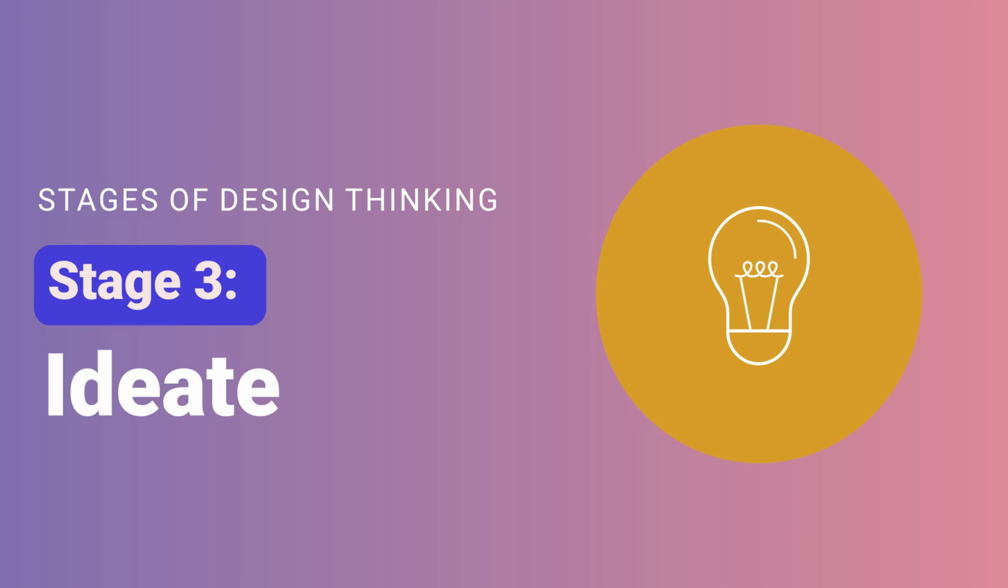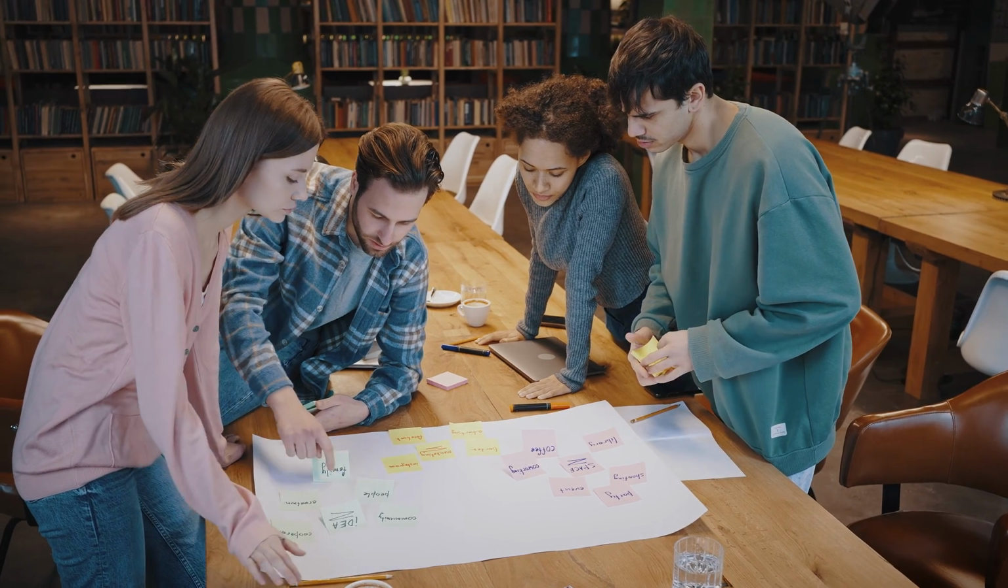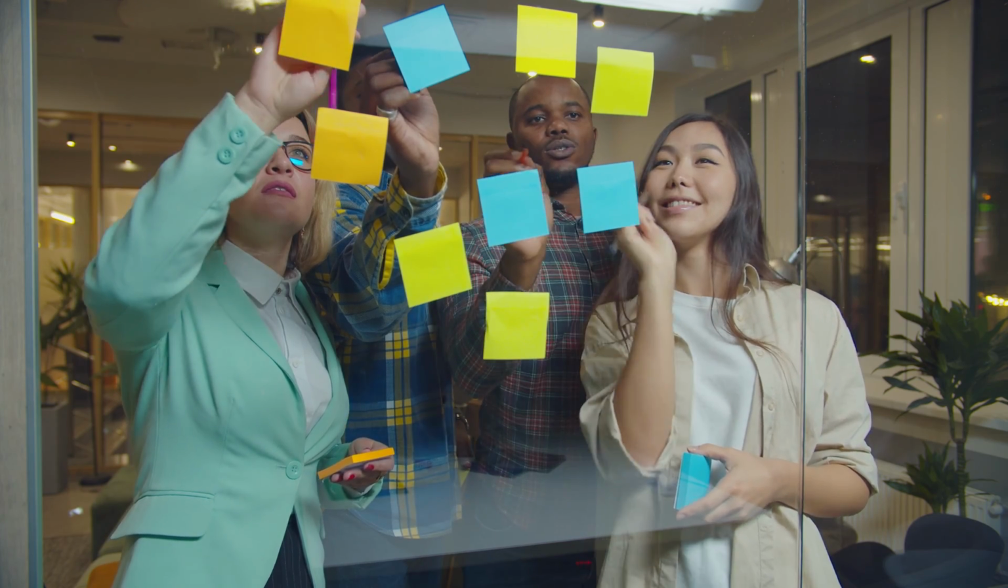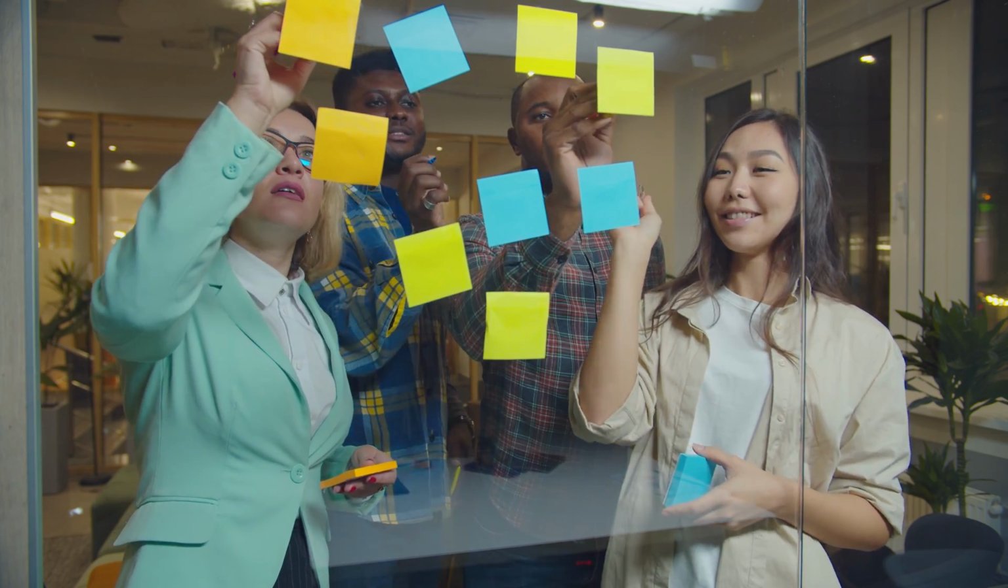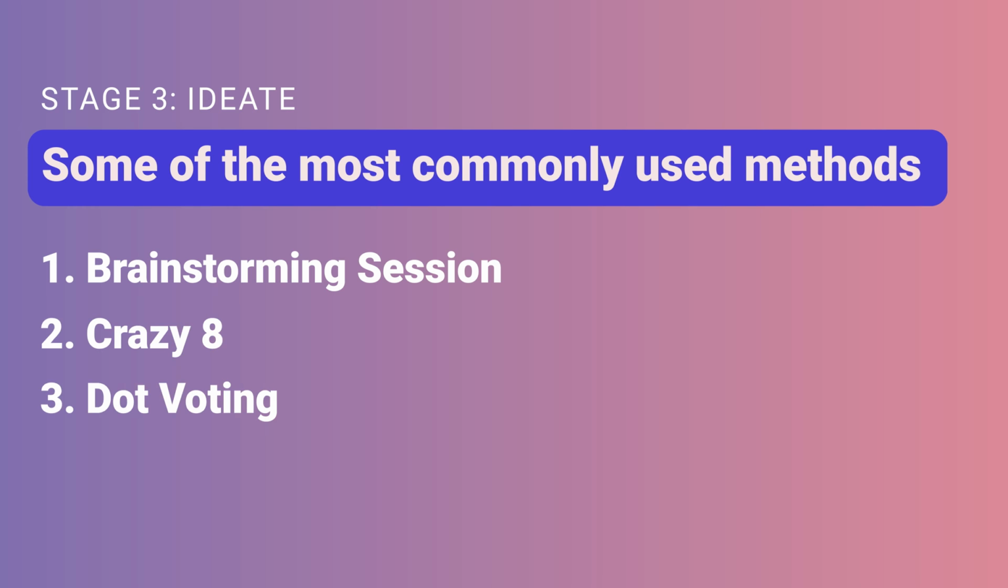Stage 3, ideate. Once you have drafted the problem statement, the next step is to ideate solutions for the problem. The focus is on generating as many ideas as possible and choosing the best 2 to 3 ideas to take forward for prototyping. Some of the commonly used methods are brainstorming sessions, crazy 8, and dot voting.